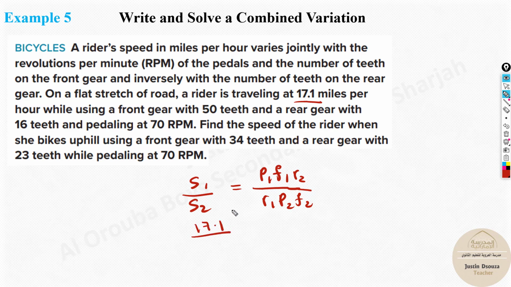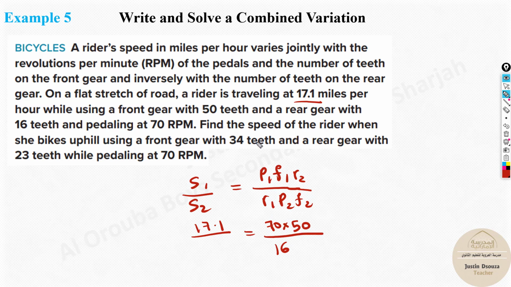17.1 divided by S1, now, while using the front gear with 50 teeth. So F1 is how much? F1 is 50. But we need the other things as well. And the rear teeth, how much is it? R1 is 16. And the pedaling RPM is 70. So this is 70. All the ones are done: P1, F1, R1.